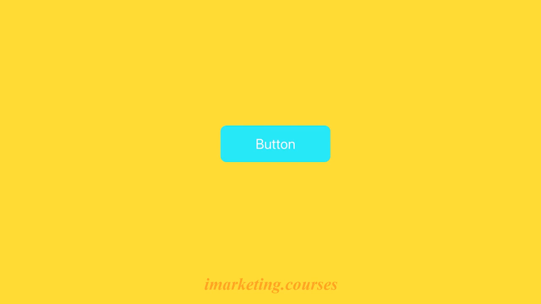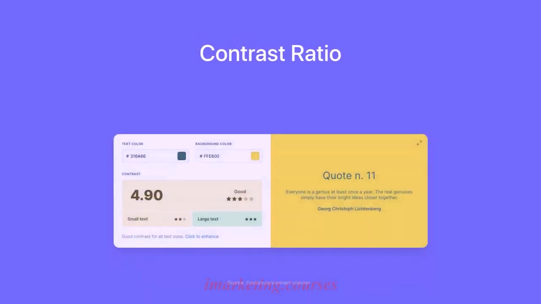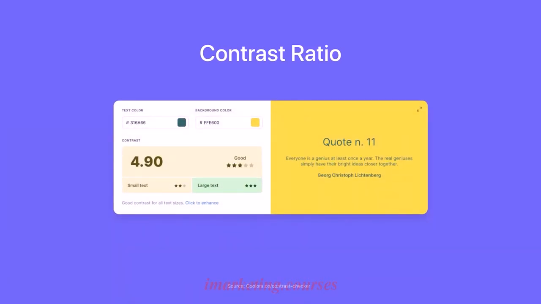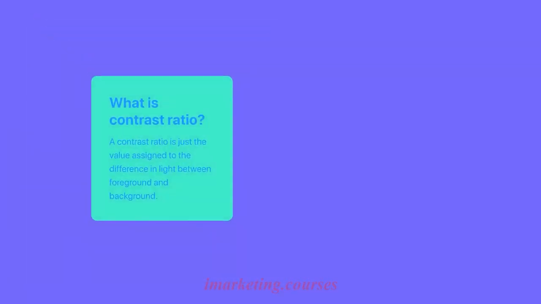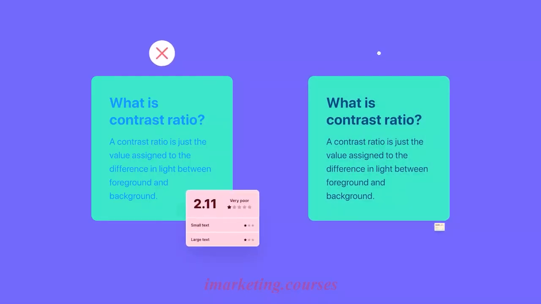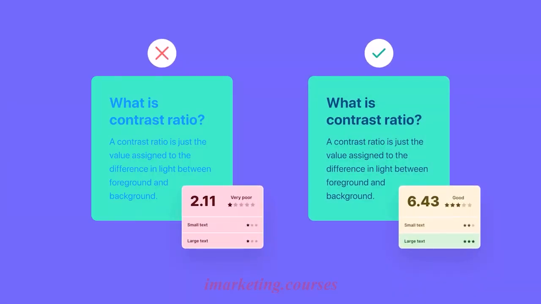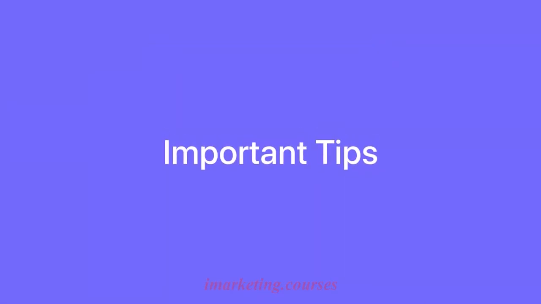You could often get a better contrast ratio just by modifying the tones, tints, or saturation of your colors. A contrast ratio is just a value assigned to the difference in light between foreground and background. The higher the ratio, the easier it gets to read the content on the screen. Here are a few tips that could take your design quality from good to great.